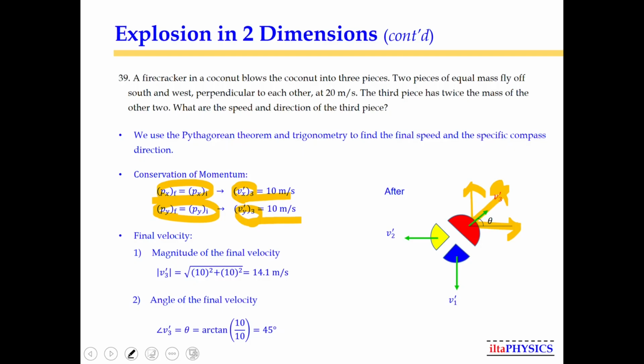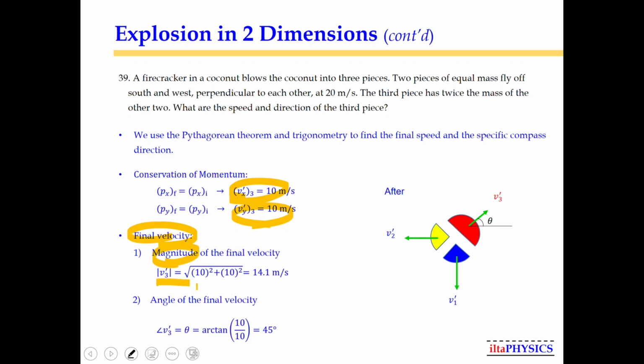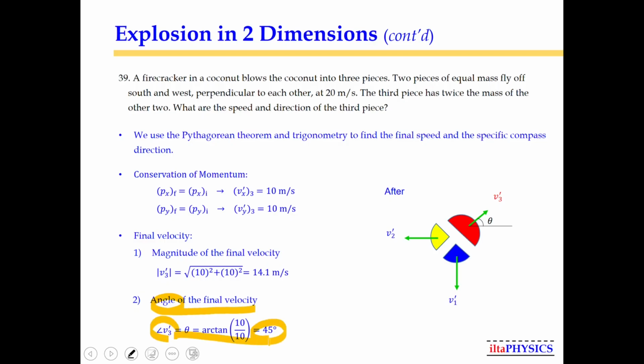This completes the stage of decomposing the motion and analyzing each part. Now for the final step, recombining the final velocity. Since we have the velocity for each direction, we can calculate the overall magnitude of the velocity using the Pythagorean theorem, which comes out to 14.1 meters per second. The direction or the angle of the final velocity is 45 degrees based on trigonometric ratios.